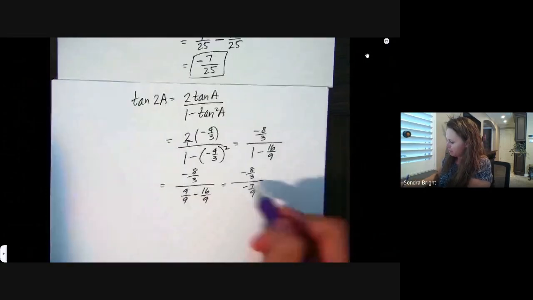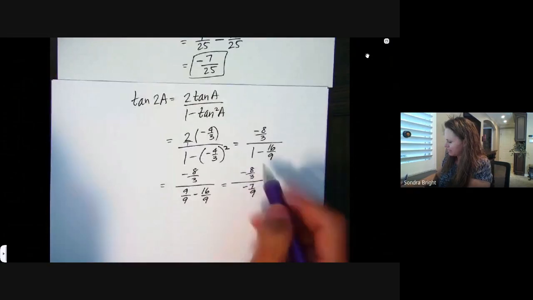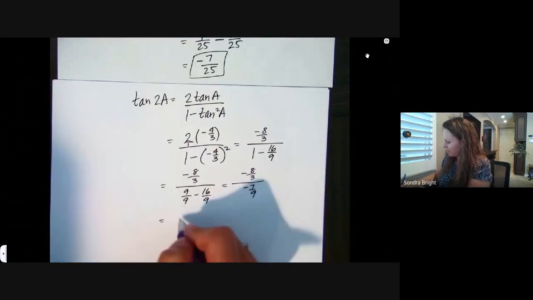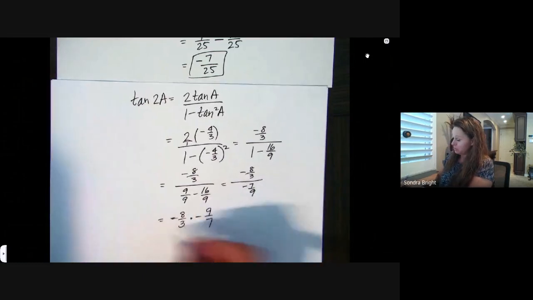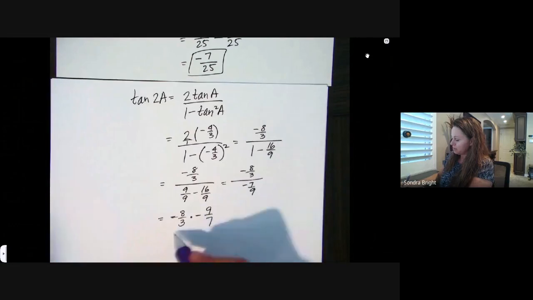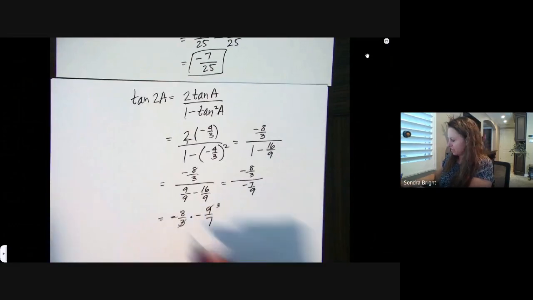How about if we multiply by the reciprocal? So I've got negative 8/3, and then times the reciprocal of the bottom, a negative 9 over 7. So obviously the negatives cancel. 3 goes into 9, well, 3 times. So 8 times 3 is 24 over 7.